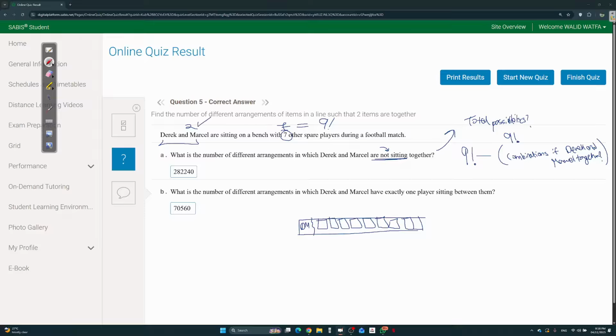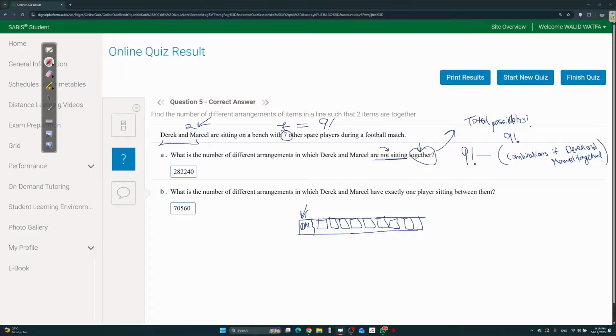You'll tell me, Walid, why did you put 2 here and here you're only counting it as 1? Good question. At the start when I took 2, I was looking at it in terms of how many total people, not how many slots I have on the bench. Here they're saying Derek and Marcel are sitting together, meaning they're in the same slot. Anyways, over here Derek and Marcel are together.